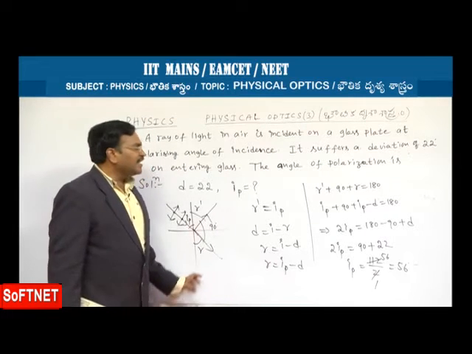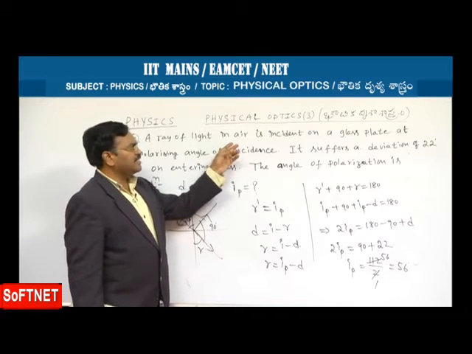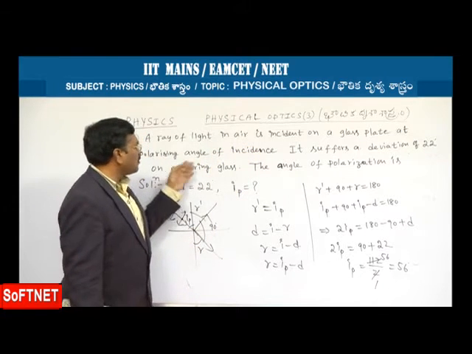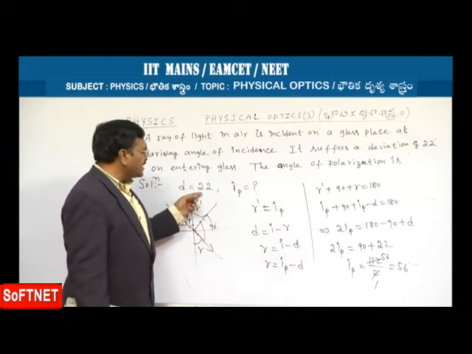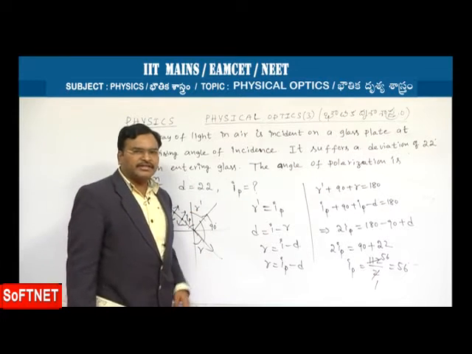Understand? What is given in the question? A ray of light in air is incident on a glass plate at the polarizing angle of incidence, suffers a deviation of 22 degrees on entering glass. Angle of polarization?